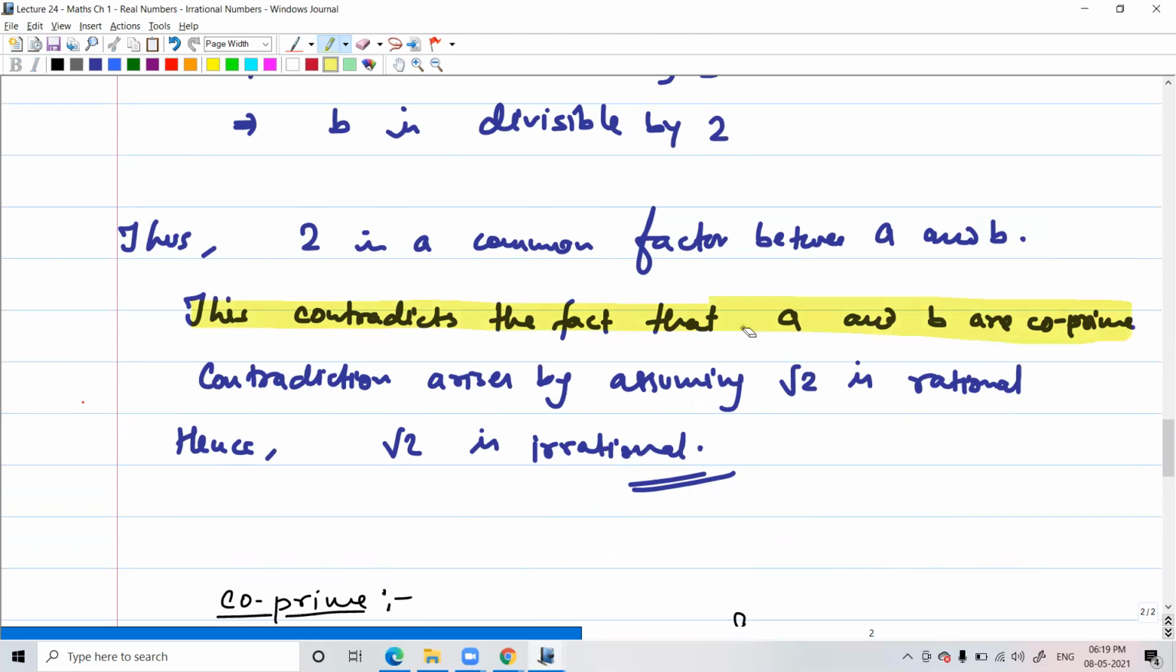So why did this contradiction happen? It happened because we had made the wrong assumption. Contradiction arises by assuming that root 2 is rational. So this assumption is wrong, and that's why we can say that root 2 is irrational.